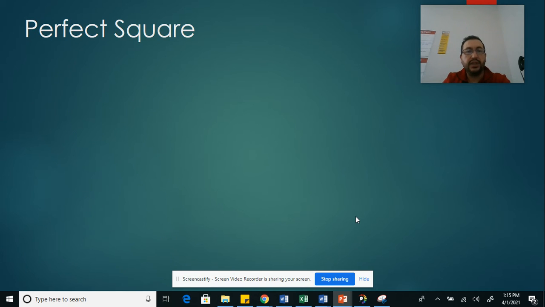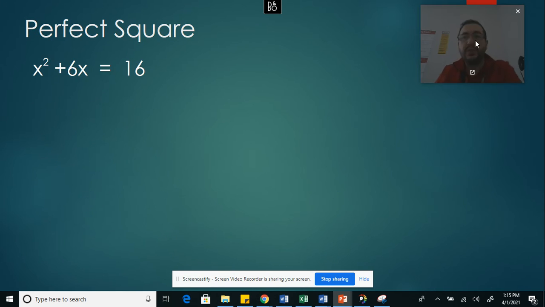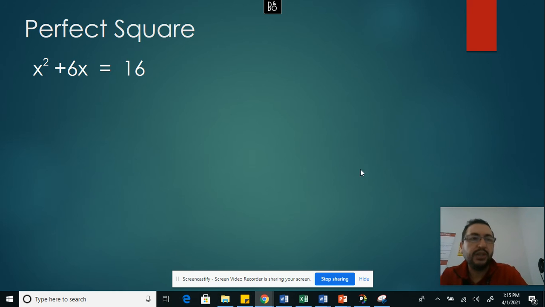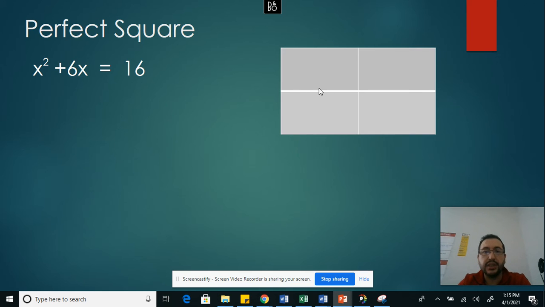Now let's see another example. On this one we need to complete the square. What I mean with completing the square is that we have this expression, but it's not in a perfect square form. So what we're going to do is complete the square, like x times x. This is x squared. We're going to split it into x and x.